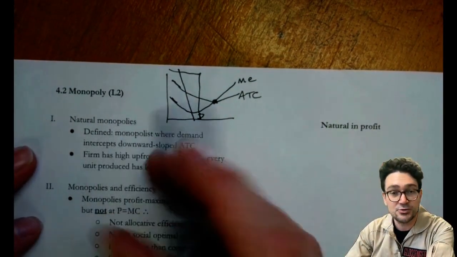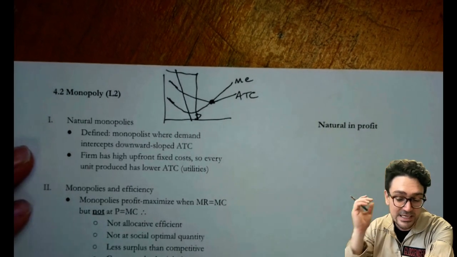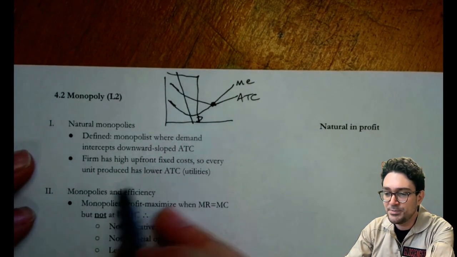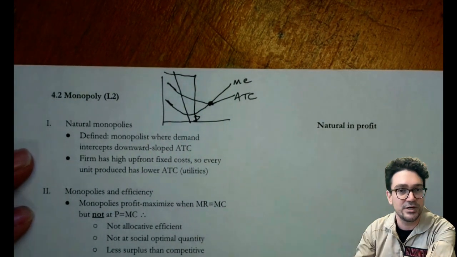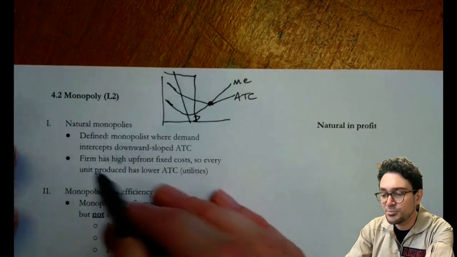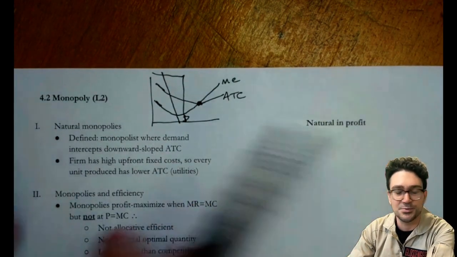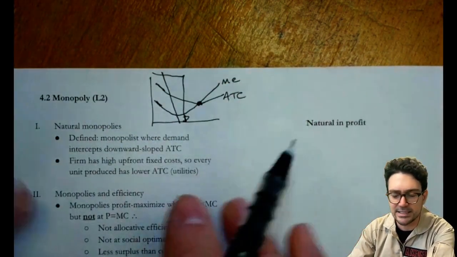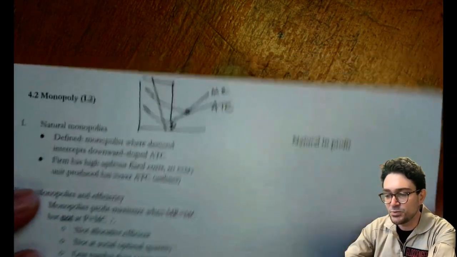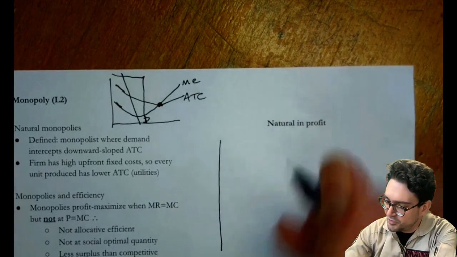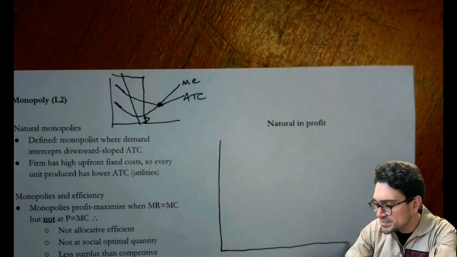Another way to think about a natural monopoly is that it actually only exists in the long run, where companies basically are in the economies of scale range of an LRATC. There's a little bit more complicated technical stuff with natural monopolies that we are eliding in this lecture, but really we can just get started with the graph. So the graph is going to be similar.